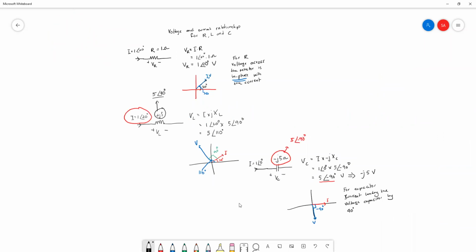So for standardization, just for my write up: for the inductor, the current is lagging the voltage by 90 degrees. And for the capacitor, the current is leading the voltage by 90 degrees.